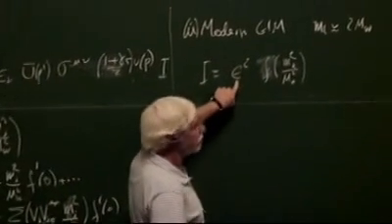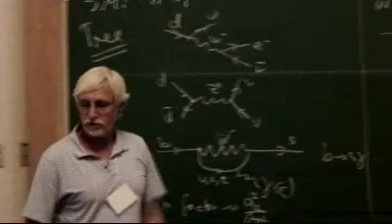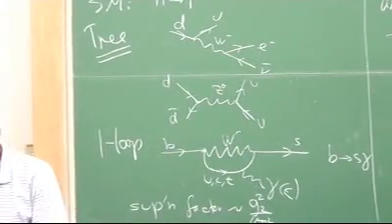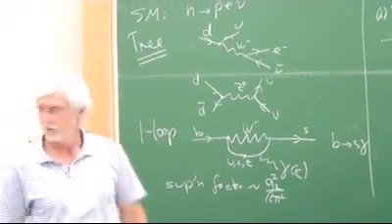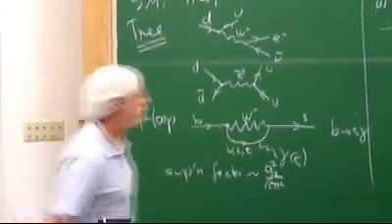So you get this suppression, which is a 100, times the loop factor, which is another whatever, 100 or 1,000, compared to tree level. And that's the magic of the standard model.